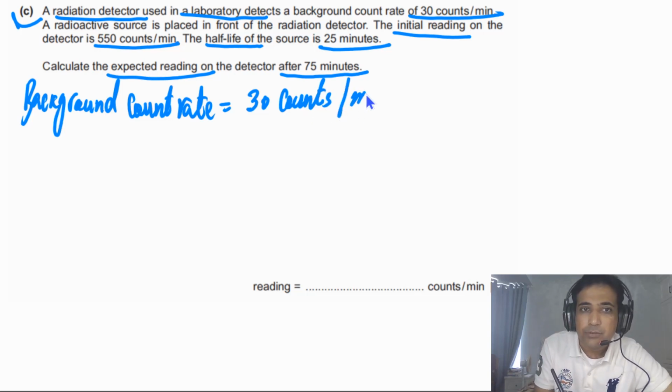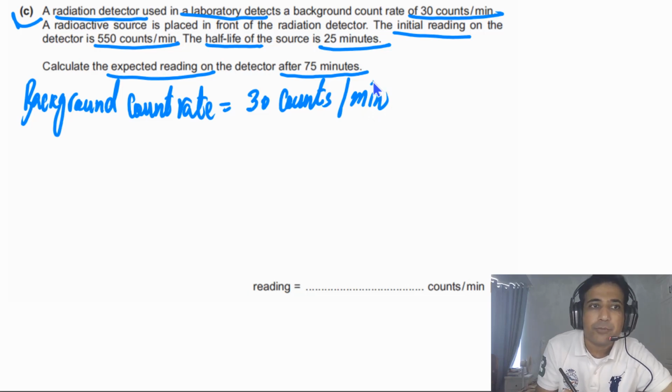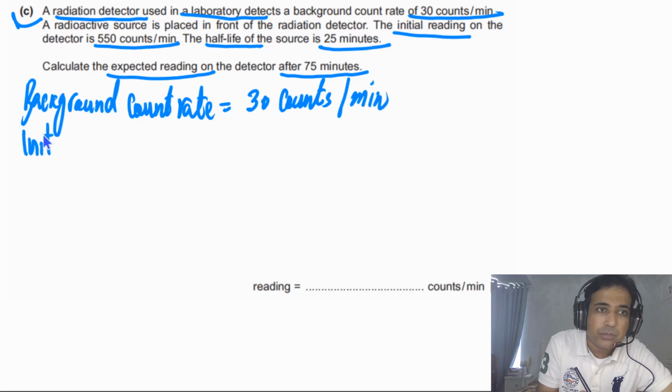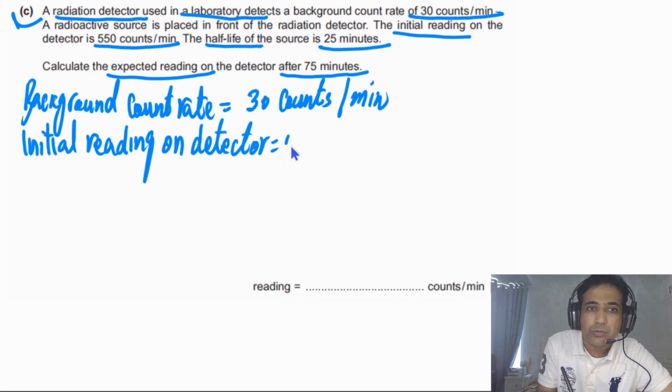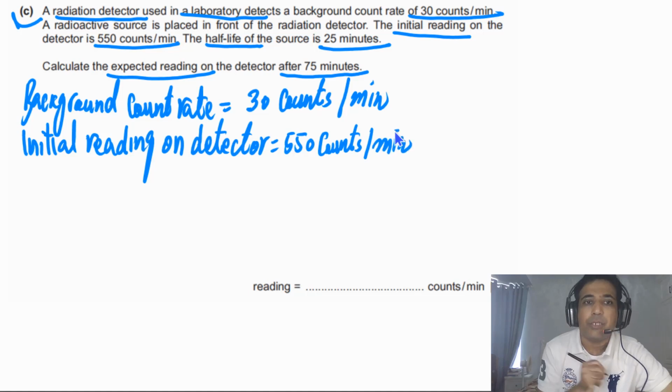So we have 30 counts per minute background. We also have the initial reading on the detector. Initial reading on detector is equal to 550 counts per minute.